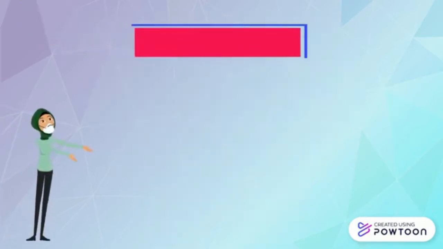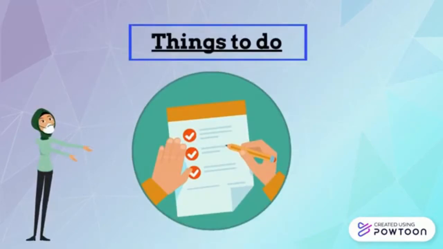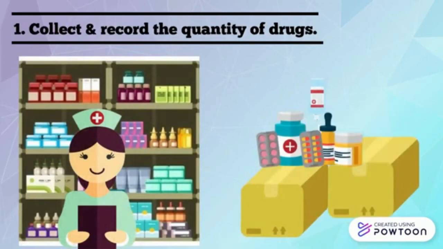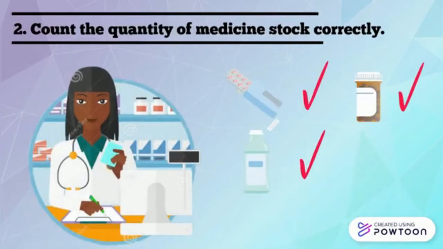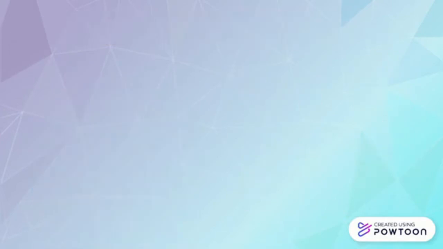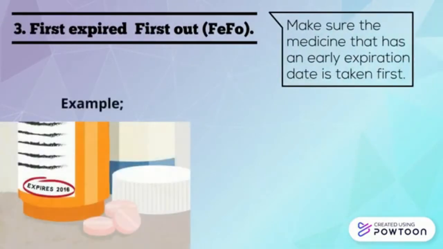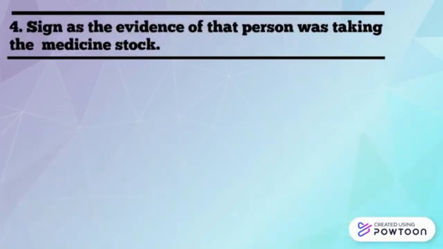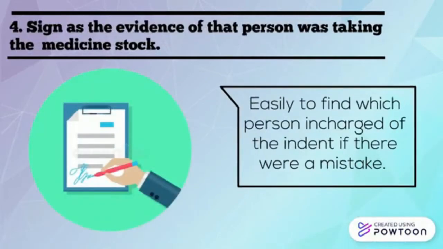Let's move to the things we should do about the indent. First, collect and record the drugs needed. Second, make sure to count the quantity of the medicine stock correctly. Third, we need to follow the FEFO rules. Make sure the medicine that has an earlier expiration date is taken first. Fourth, sign as the evidence of that person taking the medicine stock, in order to find which person in charge of the indent if there were a mistake.